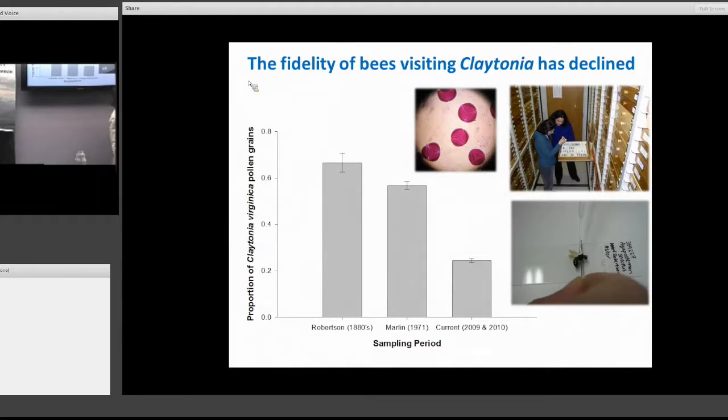High fidelity to Claytonia, low fidelity would be down at the bottom. So you can see that services. We did some studies looking at Claytonia reproduction currently across different forest fragments, but we don't have any data from Robertson's time, so that's where we ended up.